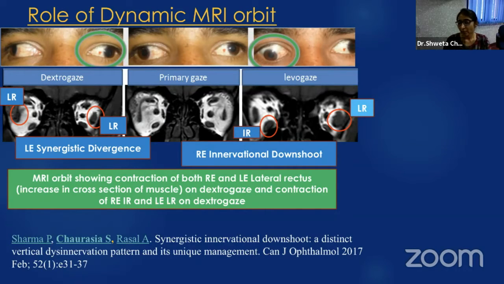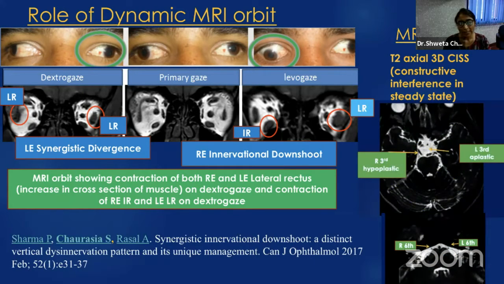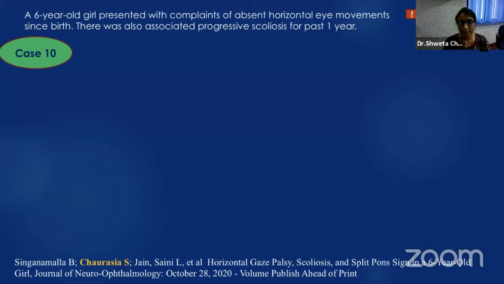So here we have published a paper describing this entity as synergistic innervational downshoot. And this CISS sequence shows a hypoplastic third nerve. So dynamic imaging can help you localize the misinnervation problem in congenital cranial dysinnervation disorders and help you plan the case appropriately, so that the misinnervated muscle can be transposed accordingly to get better results.